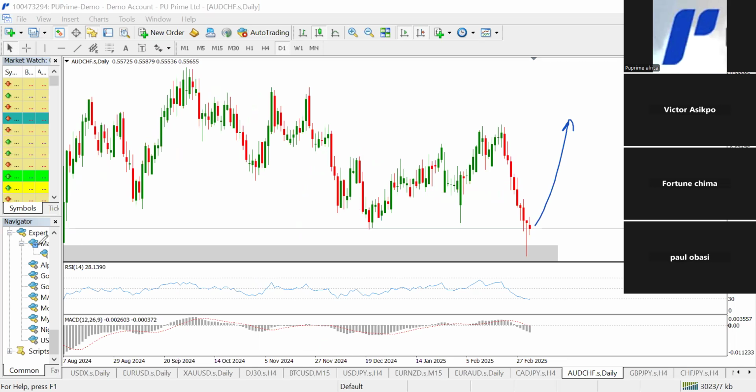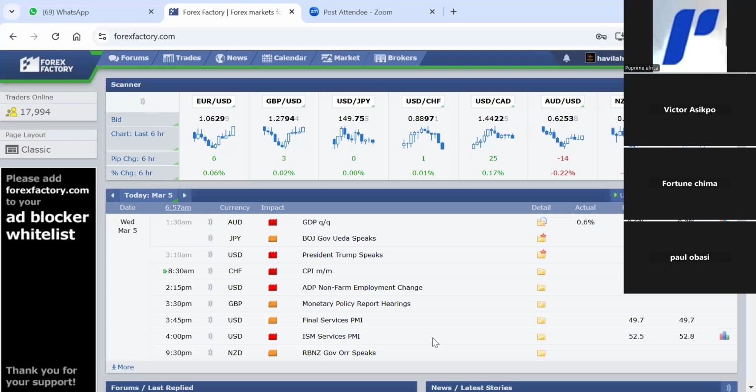So if the news from Switzerland comes out good for the CHF, I think I'll just go back to Forex Factory. If the data comes out good for the CHF, we'll see a bullish movement on the CHF. Now, in this instance, the only pair where the CHF is the quote currency is the AUD/CHF, but the other ones change.